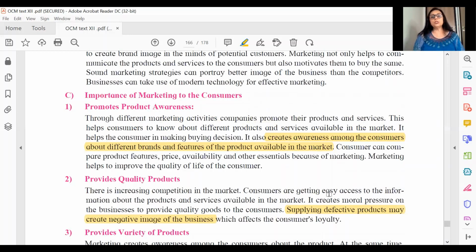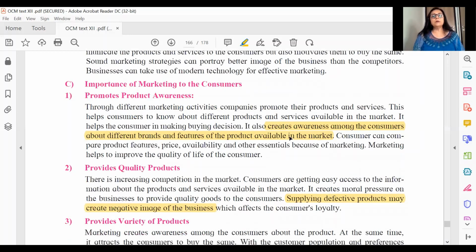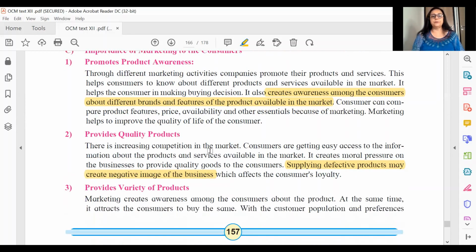Here under importance of marketing consumers, again, you see how is marketing important for consumers. So how does marketing help the consumers? So we see here, please look at the highlighted text here. Please make your markings. It creates awareness among the consumers about different brands, about the different features. They can compare the prices. They can check out the availability of the product, what suits them the best. So one simple sentence to describe this point about product awareness. It creates awareness among the consumers about brands, features, price, availability, etc.